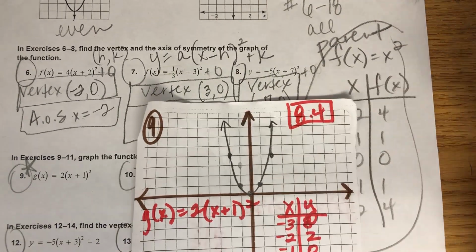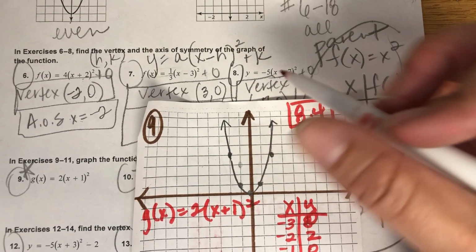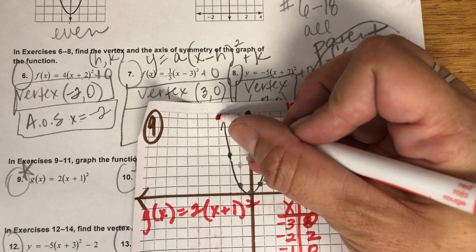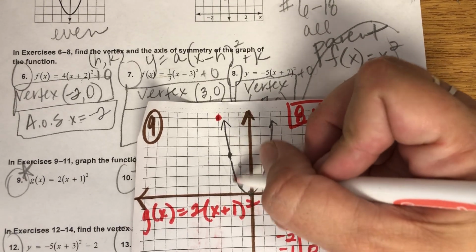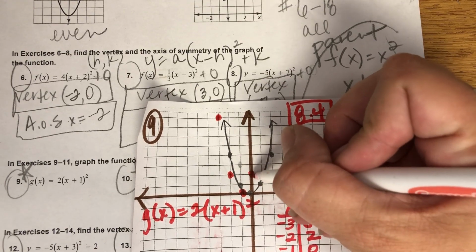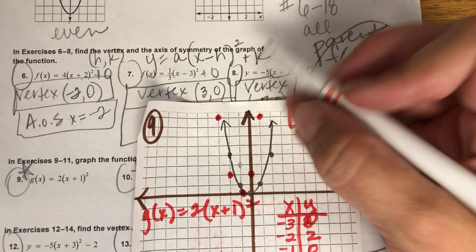I made a table of values right out of my calculator. I grabbed this just to save some time. When x was negative 3, y was positive 8. When x is negative 2, y is positive 2. When x is negative 1, y is 0. 0 and 2, 1 and 8.